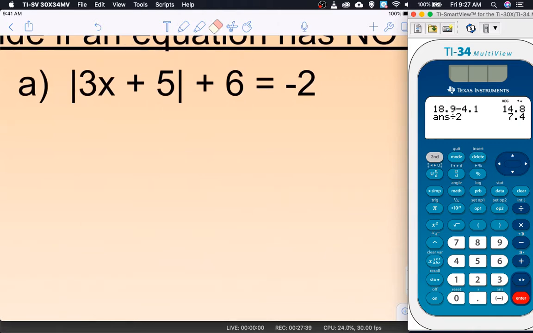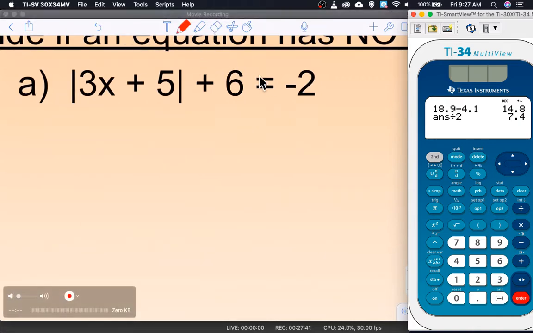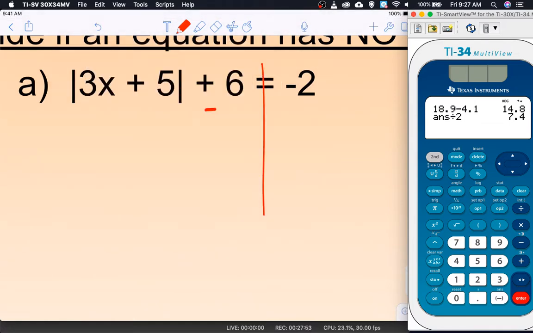So I'm looking at this. We can't determine right now whether this has no solution or not because the absolute value is not by itself. We have to get there. So I'm going to start by subtracting 6 on both sides.